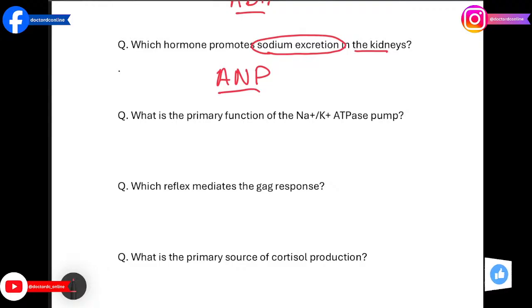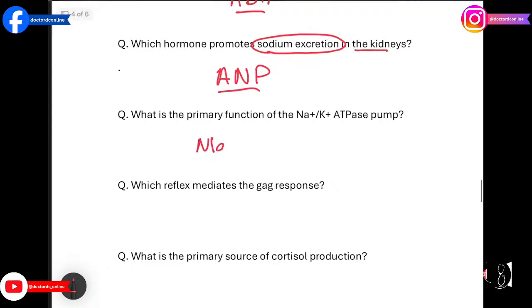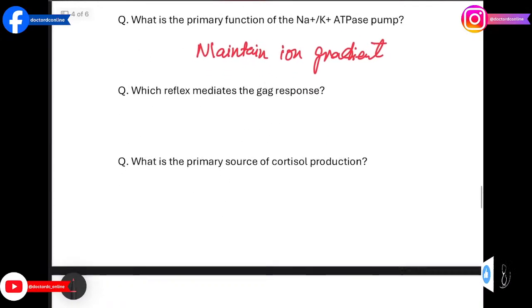The next question is what is the primary function of sodium potassium ATPase pump, and the answer is maintain ion gradients. It pumps sodium out and potassium into the cells, sustaining membrane potential.